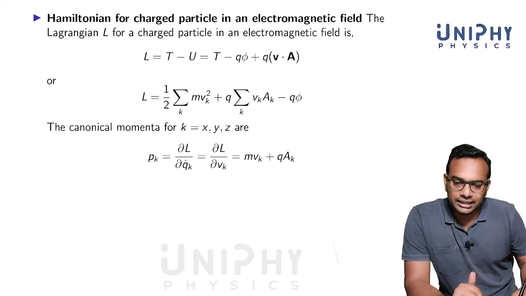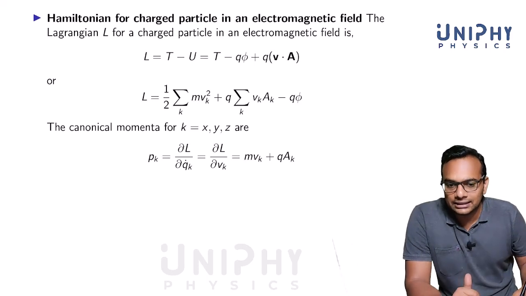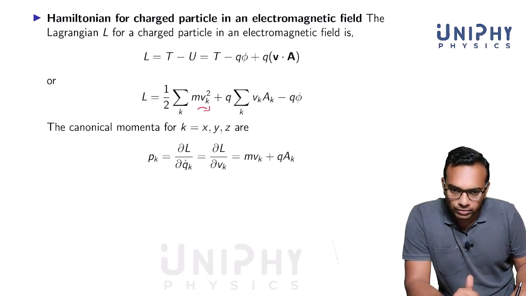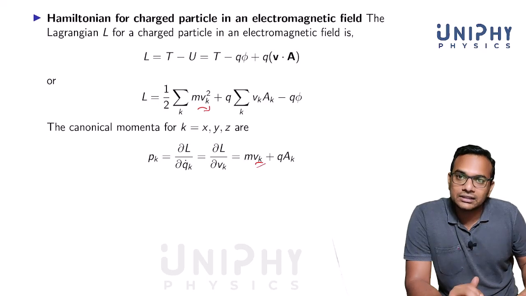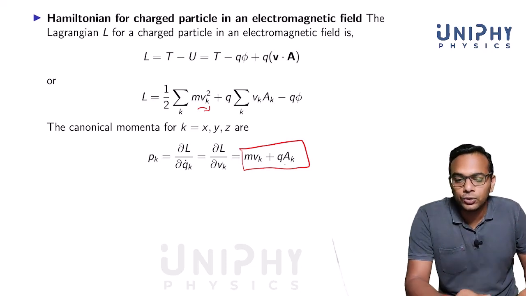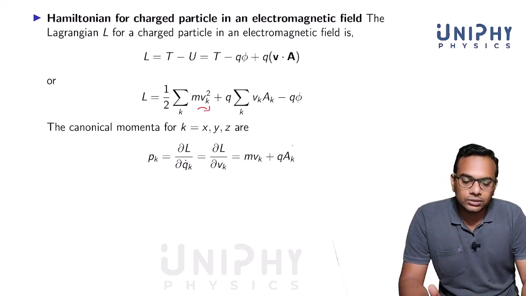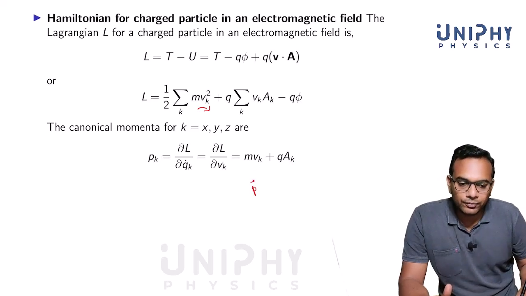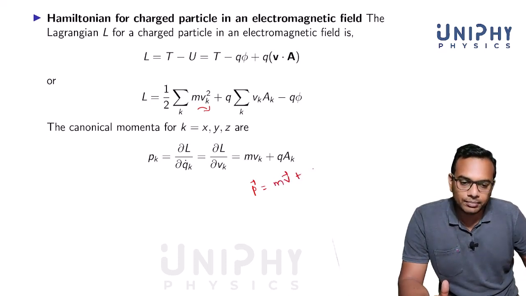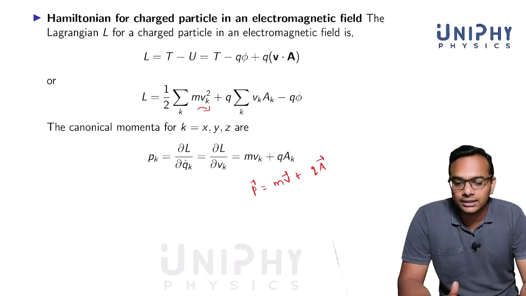p_k is ∂L/∂v_k, obviously, or p_x equal to ∂L/∂v_x, etc. So you have a contribution from here, which is simply m v_k, the usual momentum if there is no electromagnetic field. But now, in the presence of an electromagnetic field, you get an extra term, which is qA_k. So generally we can say that the p vector of a charged particle in an electromagnetic field is m v vector plus q A vector. It's not simply m v vector.